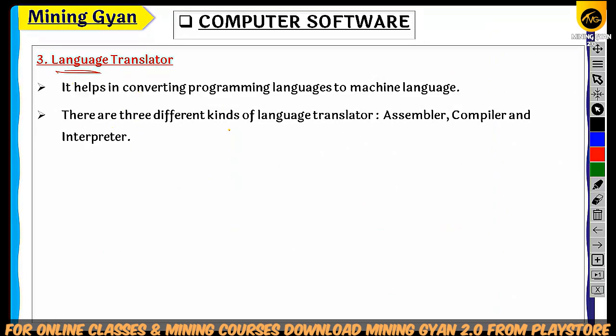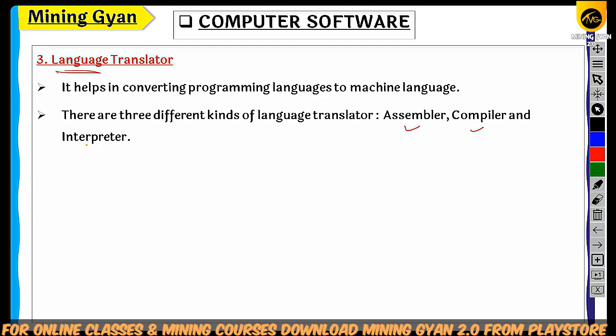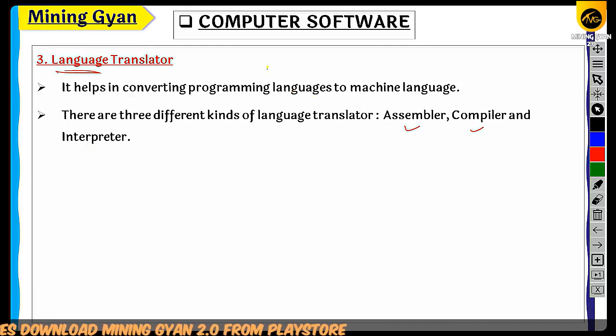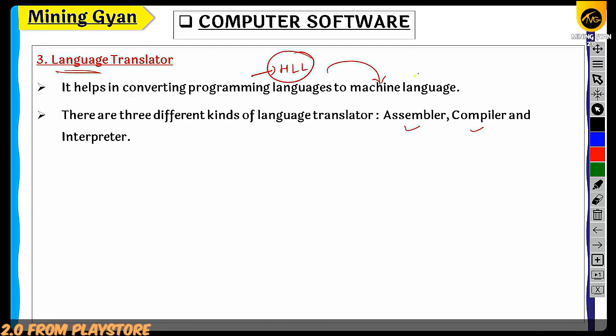There are three different kinds of language translator. First one is the assembler, second one is the compiler, and the last one is the interpreter. So the assembler, compiler, and interpreter all belong to the language translator software. Okay, so the programming languages, that means the high level languages, can be converted into machine level languages, or you can say the 0 and 1 binary form programming.